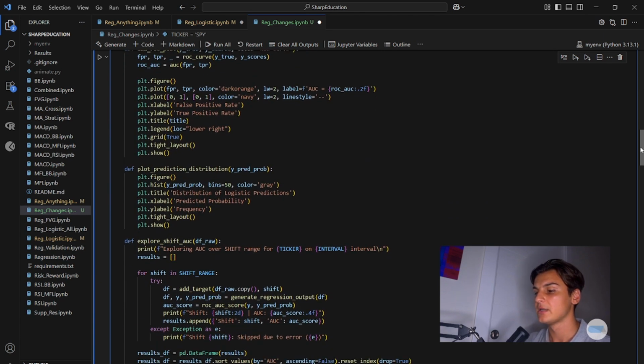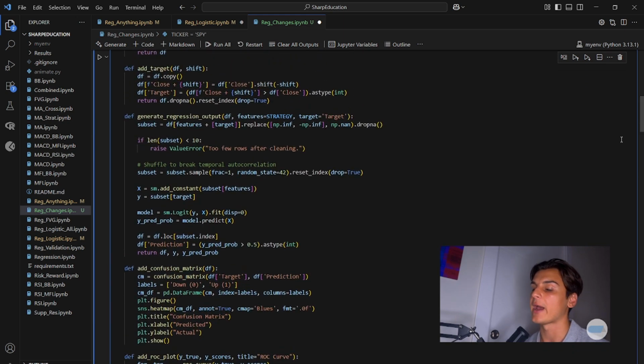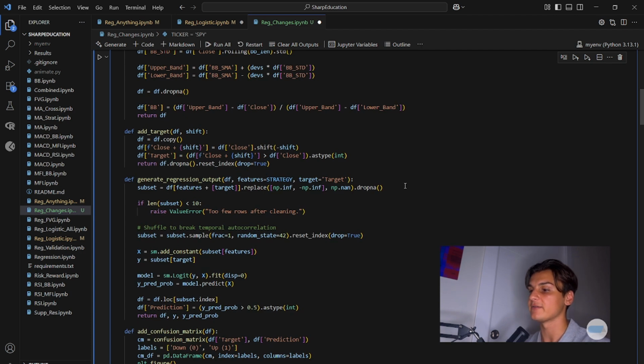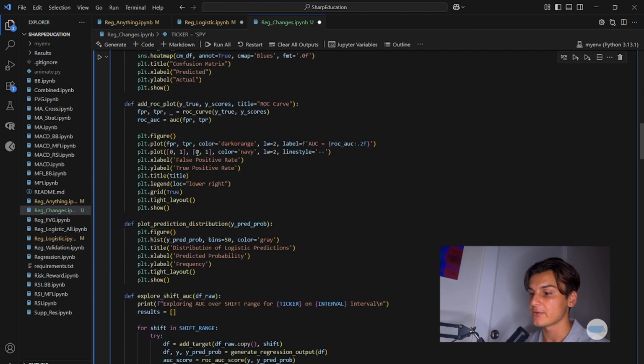And I want to also take you through a couple really important details about this target variable setup. So when you set up the target variable, every single time you add that shifted target, you need to avoid autocorrelation. You remember from linear regression, one of the assumptions we needed to assess was that there was no autocorrelation going on when we conduct the regression analysis. The same applies from linear regression to logistic regression. And the way I avoided this was by shuffling everything. And that happens in the generate regression output.